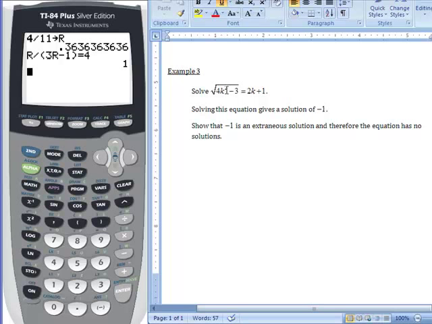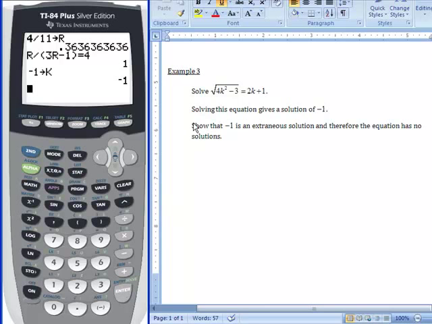So our variable is k, and our solution is -1. Let's take -1 and store that to k. So I'm going to type in -1, store, and then alpha, and the left parenthesis key, which has the k above it. And I'm going to press enter. I'm going to do this in 2 steps again.